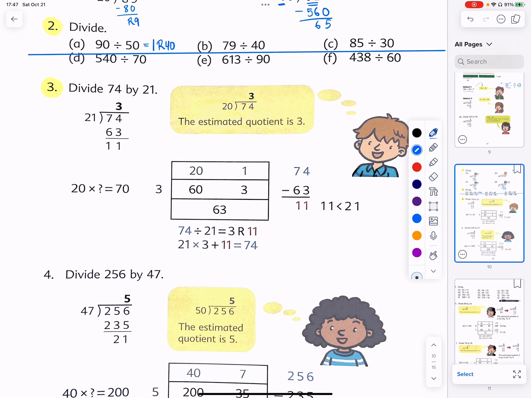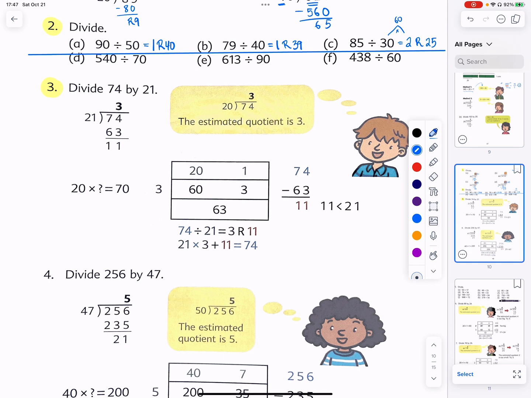Next question, 79 divided by 40. Oh, I wish it was 80 divided by 40. It would be so easy. But 40 goes into 79 only 1 time. And the remainder is 79 minus 40, which is 39. Final question, 85 divided by 30. How many times does 30 go into 85? Probably 2 times, right? 2 times 30 gives you 60. So the remainder is 85 minus 60, which is 25.